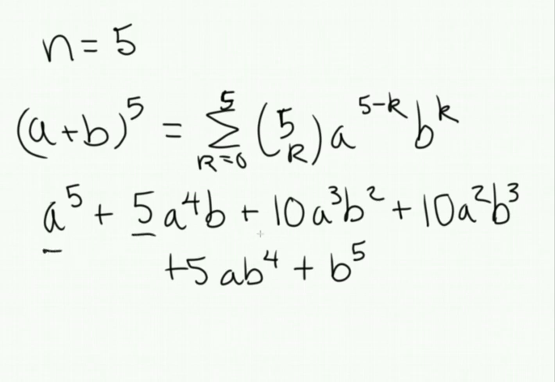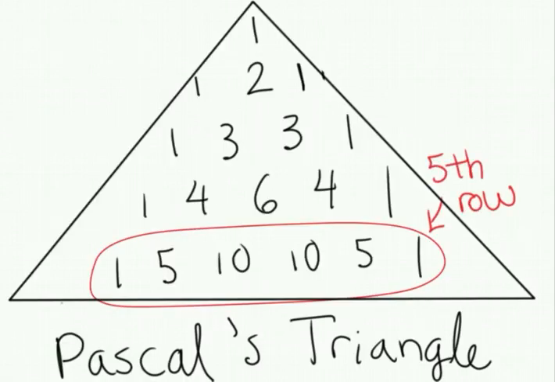And you'll notice that these coefficients look a bit familiar. And this comes from the 5 choose k, which is the 5th row of Pascal's triangle, where each k is a column in Pascal's triangle, and that's where our coefficients came from.